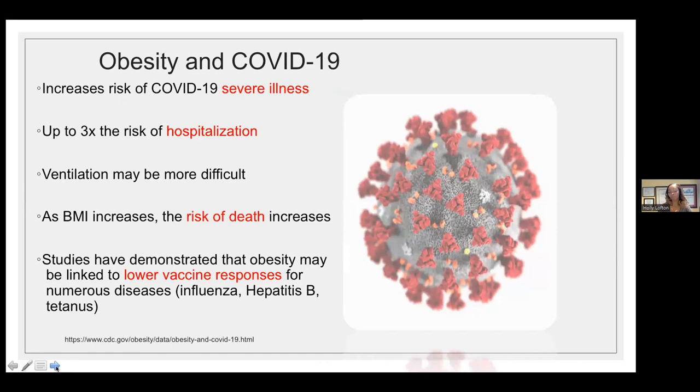I can't give this presentation without mentioning the effect of obesity and COVID. We know that in patients with obesity, COVID outcomes are worse, especially with the initial pandemic. There was a 3 times greater risk of hospitalization. As BMI increases, the risk of death increases. And when looking at comorbid conditions, obesity was the highest rated condition in patients under age 65 that correlated with ventilator use, hospitalization, and mortality due to COVID-19.